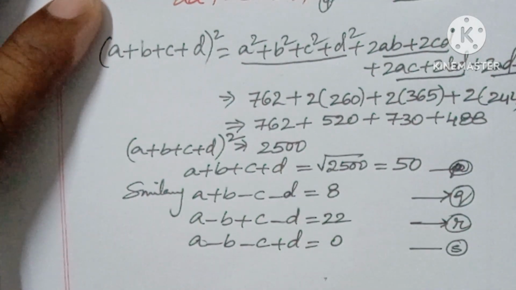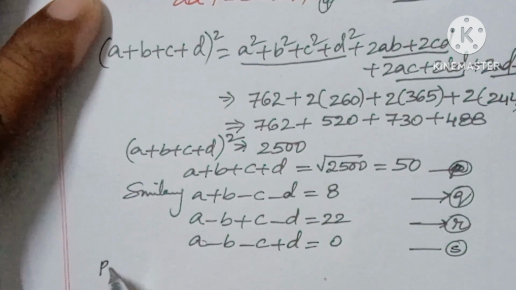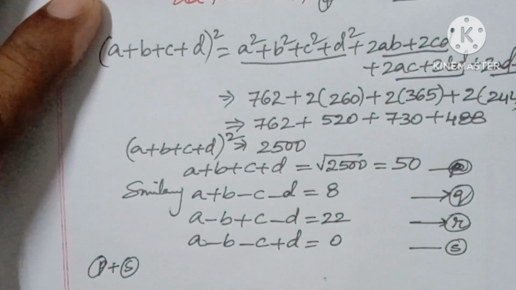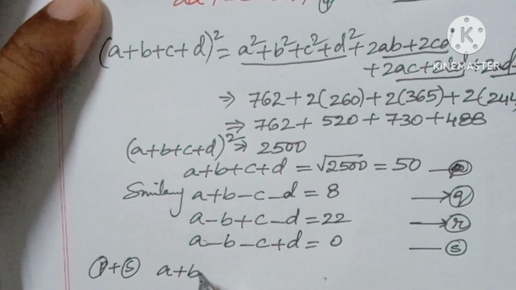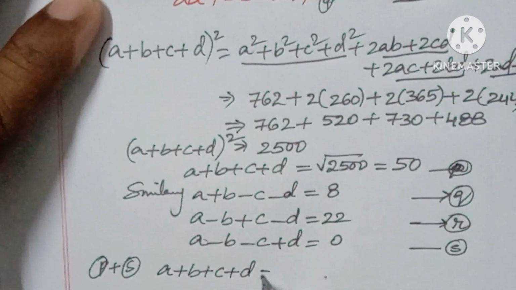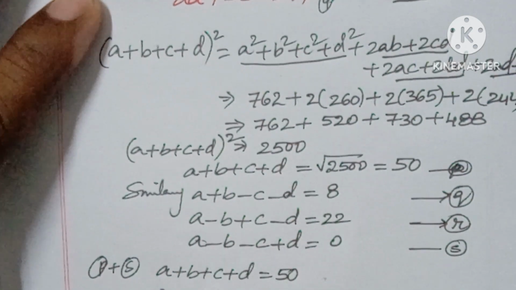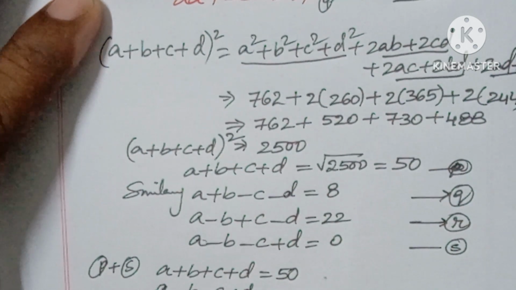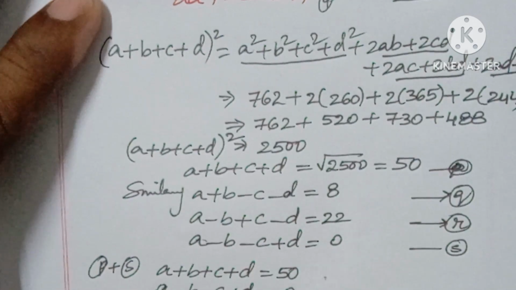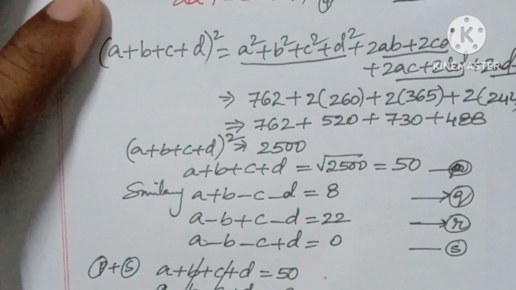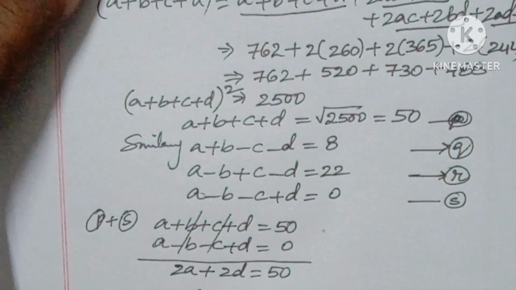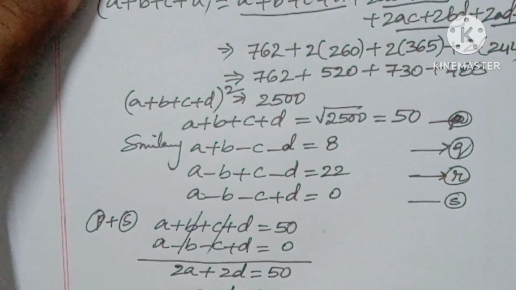Now, P plus S, first one and last one. If you add first one and last one, you will get a plus b plus c plus d is equal to 50. Last one, a minus b minus c plus d is equal to 0. Now here b, b cancel, c, c cancel. 2a plus 2d is equal to 50. a plus d is equal to 25.